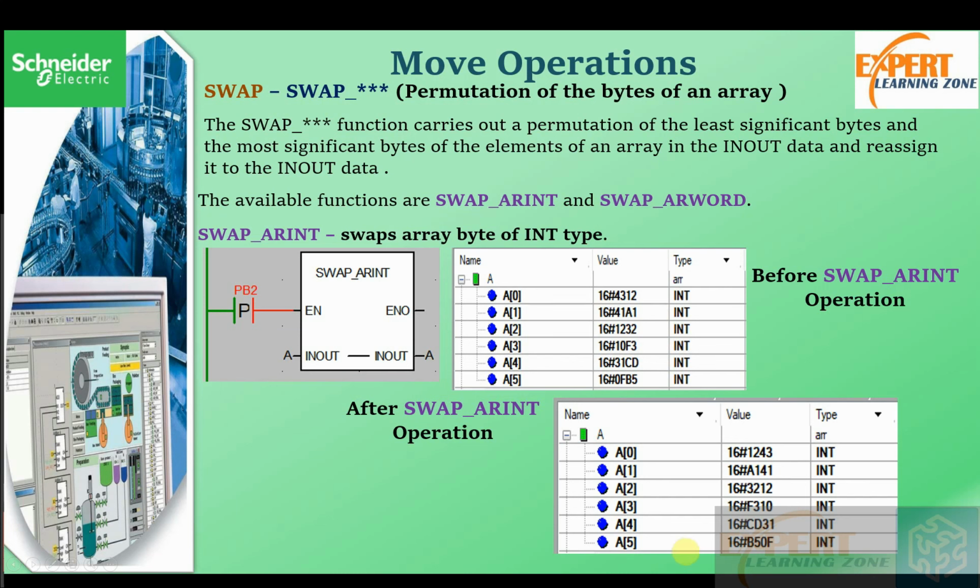Let's say for element 5, the sixth element, we have B5 and 0F. If you look before, 0F was the most and B5 was the least. Now B5 is the most and 0F is the least. So that's how you can perform the swap operation on an array.